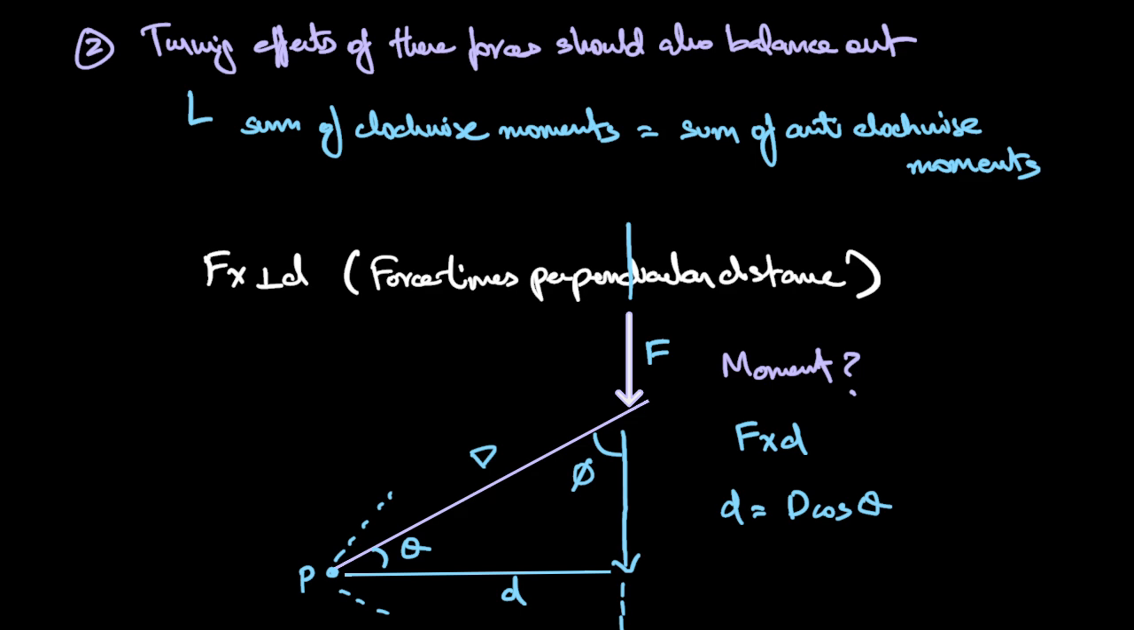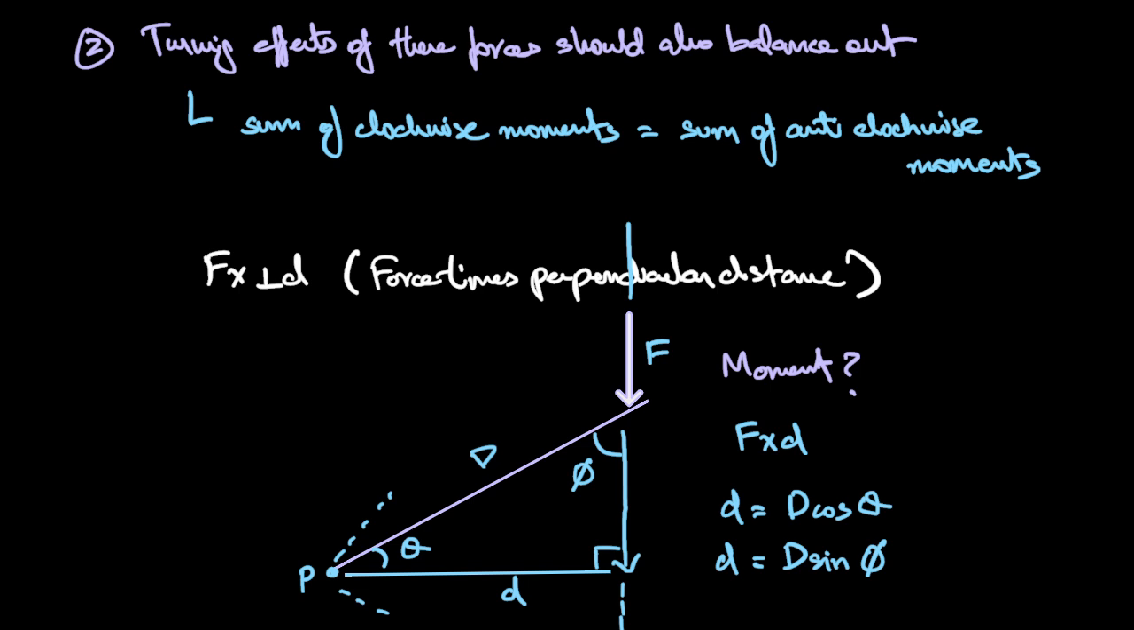cosine theta. In the second case, in case you've been given phi, again you can just apply simple trigonometry. D is opposite your angle, so d should be equal to D sine phi. In this case, we're simply resolving our distance vector into its horizontal component, which is the perpendicular distance between the force vector and your pivot.